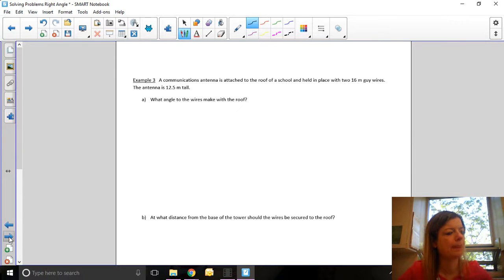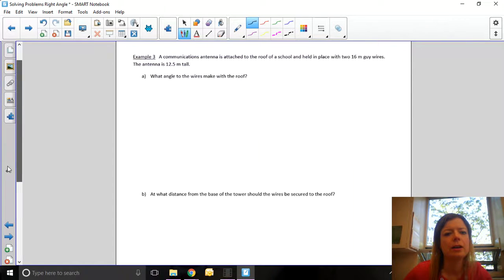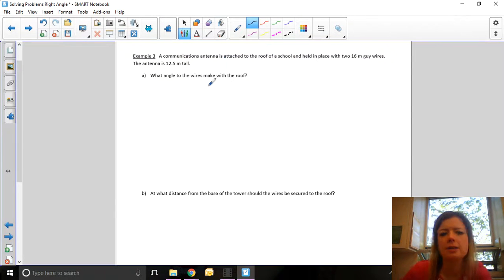Okay, here we go, our final example, example 3. Yeah, that's our last example. Okay, so a communications antenna is attached to the roof of a school and held in place with 2 guy wires. Okay, so let's visualize this first.